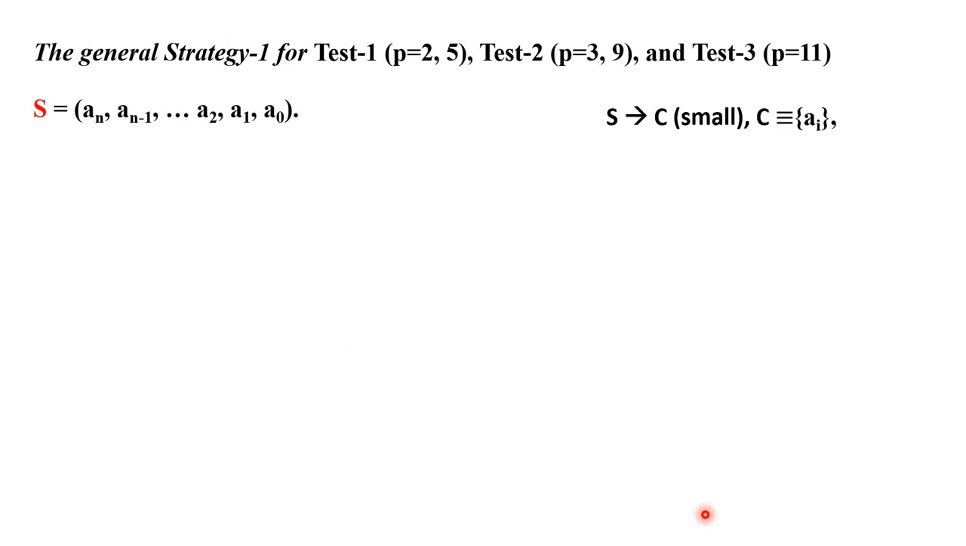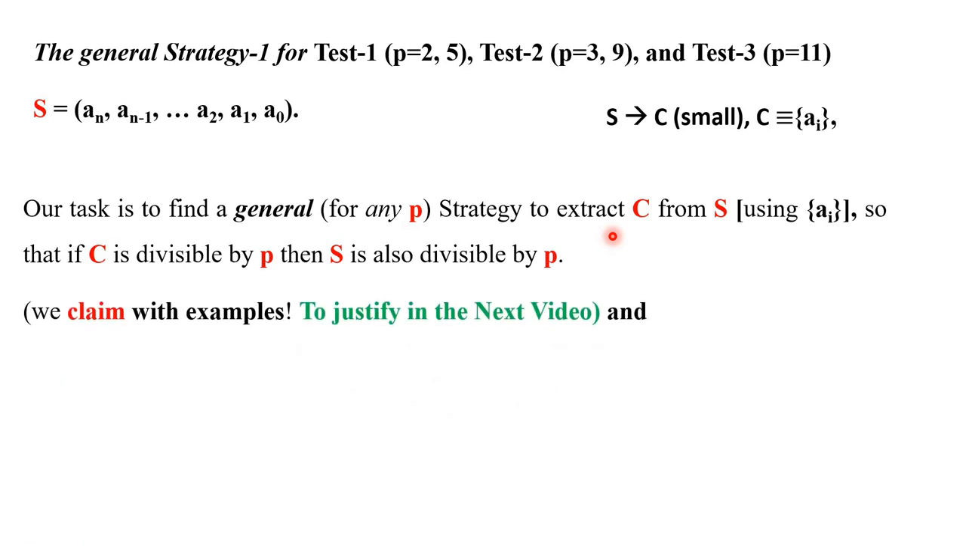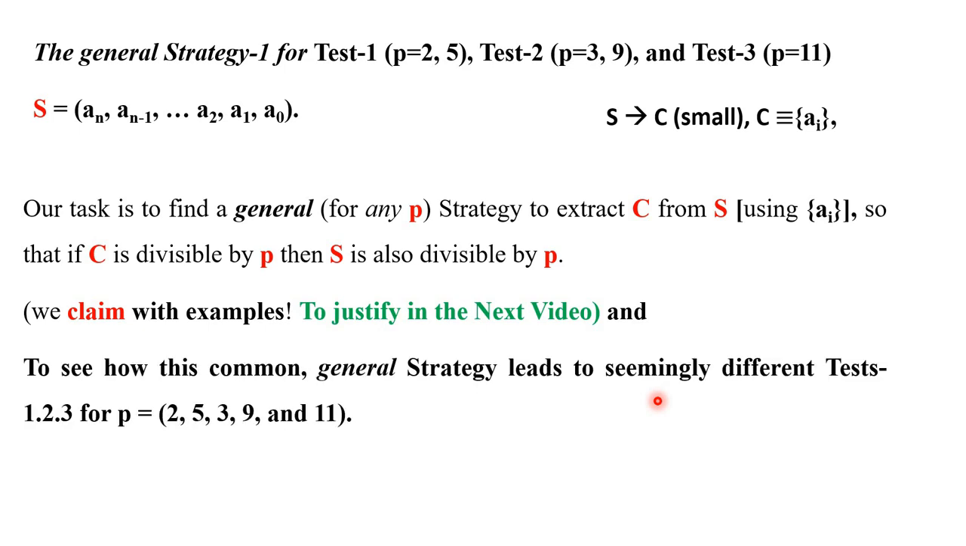But what is that general strategy? Okay. So suppose we start with the given number s like this, and we want to extract c from s. And how do we do that? So our proposal is, we claim that the strategy works with examples. Of course, for justification you have to wait for the next video, and please wait. But today we will be seeing how strategy 1 leads to all the popular tests. And what is that strategy 1?